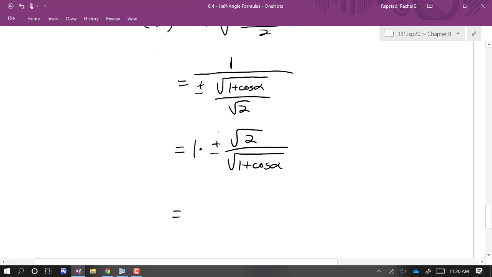And so we have plus or minus the quotient of these two radicals. Now we can combine the radicals over division again. So plus or minus square root of 2 over 1 plus cosine alpha. And there's our expression for secant of alpha over 2 in terms of cosine alpha.